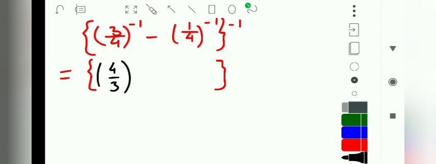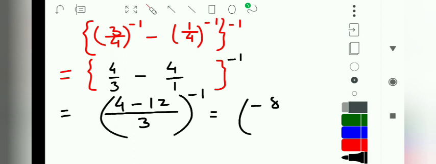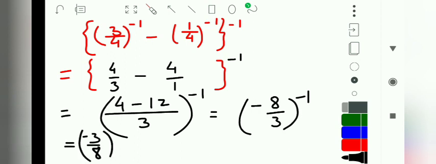Multiplicative inverse of 3 by 4 is 4 by 3, and multiplicative inverse of 1 by 4 is 4 by 1. Additive inverse of minus 1 is 1. Subtract 4 from 4 by 3. Results minus 8 by 3. And minus 8 by 3 inverse means 3 by 8 with a negative sign, of 3 by 8 and to the power 1. Solve this math in two different ways.